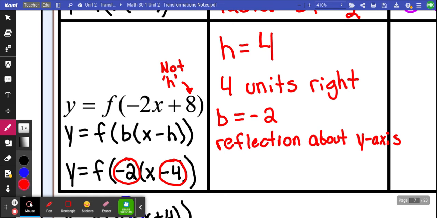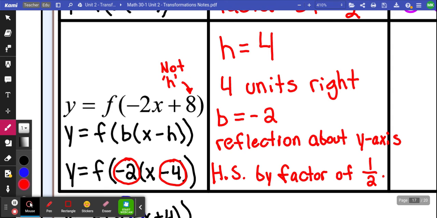And a horizontal stretch, so HS, just because I don't have space, by a factor of 1/2. So the transformations: I had a reflection, which takes care of the negative, and then I have a horizontal stretch of 1/2, which takes care of the distance going to or from that y-axis.